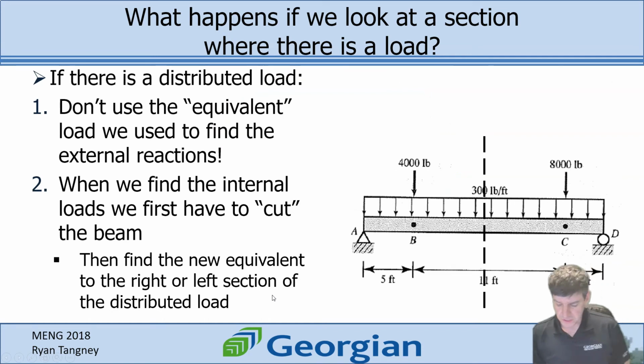So if there is a distributed load that we cut through, we don't use the equivalent load we use to find the external reactions, because it incorporates potentially both the left and right hand side. When we find the internal loads, we have to cut the beam first and go back to that original beam in order to find the new left hand or right hand side that we're going to work from.